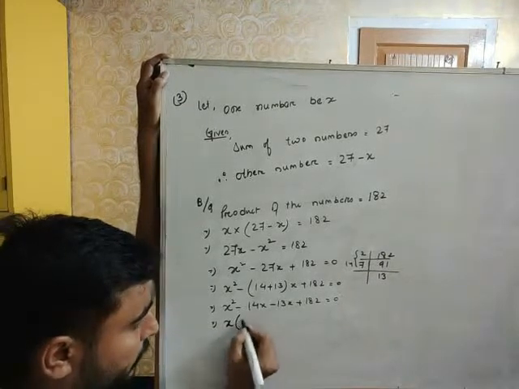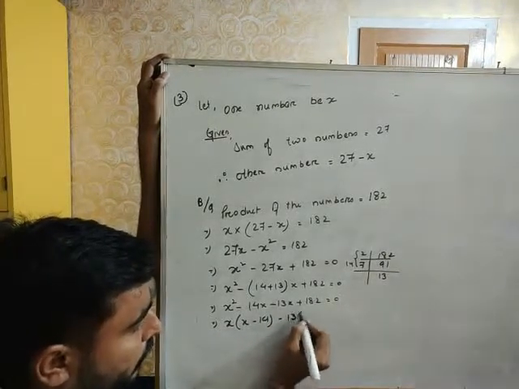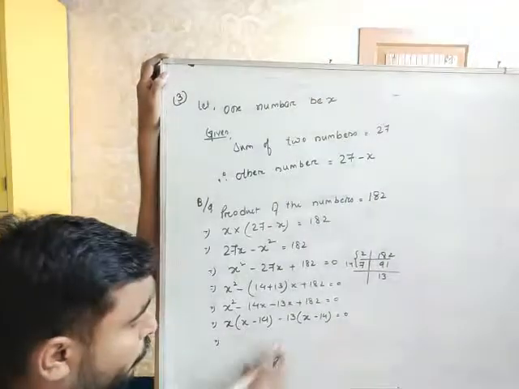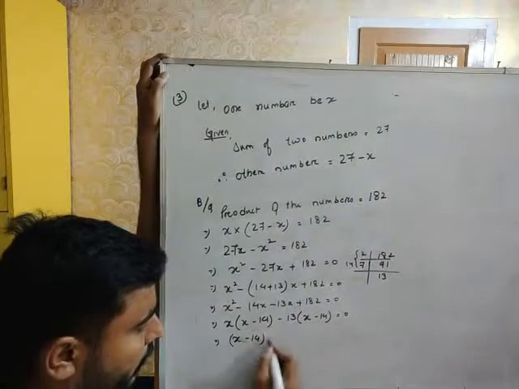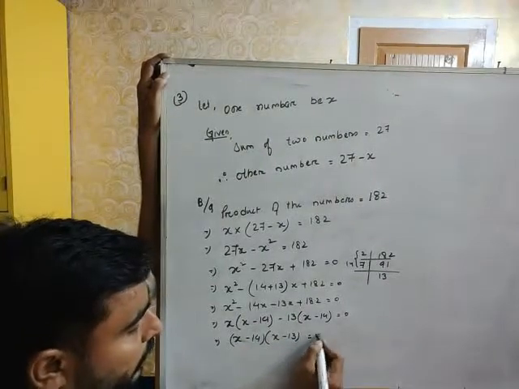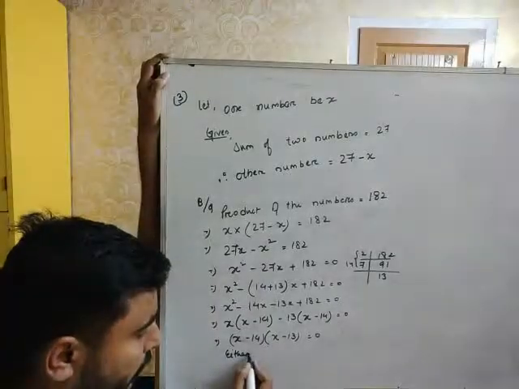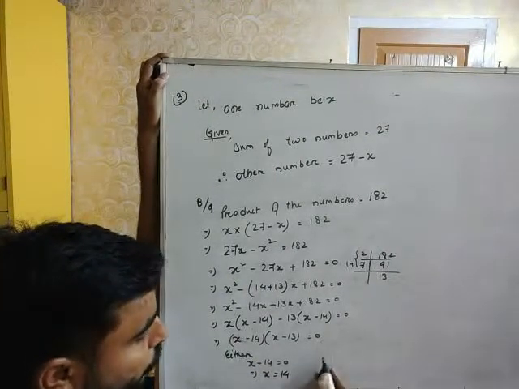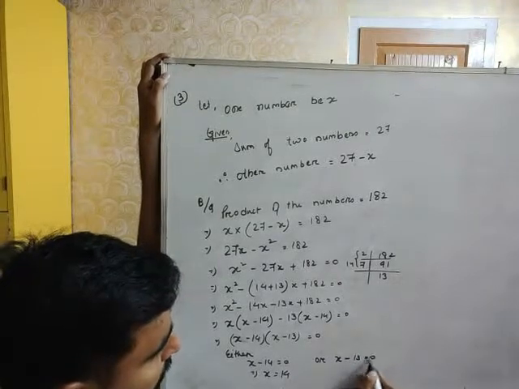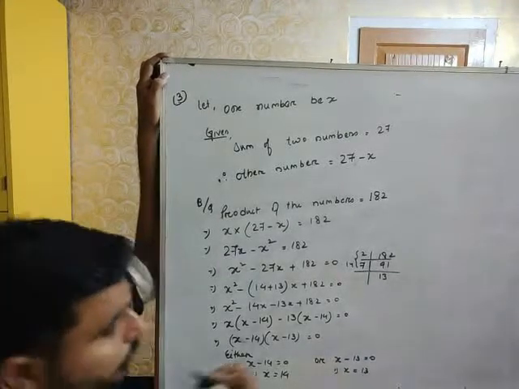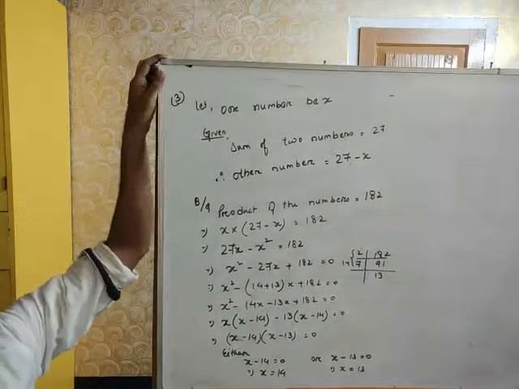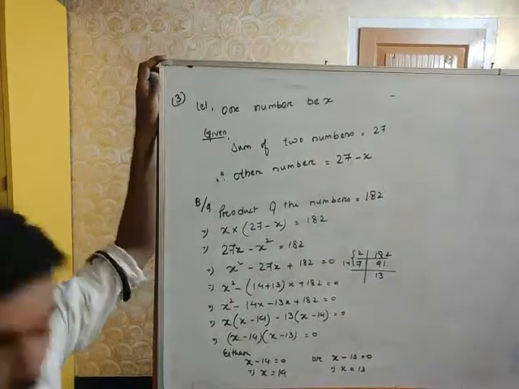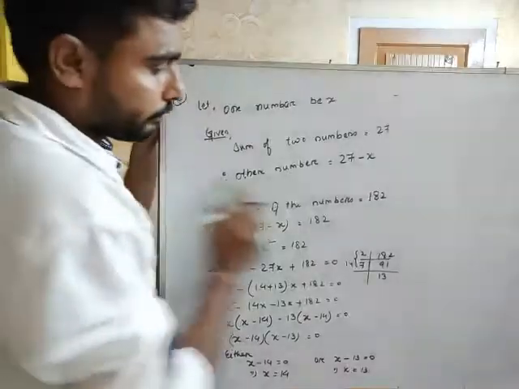So from these two, x has been taken common, x minus 14, minus 13 has been taken common, x minus 14 is equal to 0. So overall what we got, x minus 14 into x minus 13 is equal to 0. Either x minus 14 is equal to 0, which implies x is equal to plus 14, or x minus 13 is equal to 0, which implies x is equal to plus 13. Okay, so we got the value of x as 14 or 13. Clear till here?